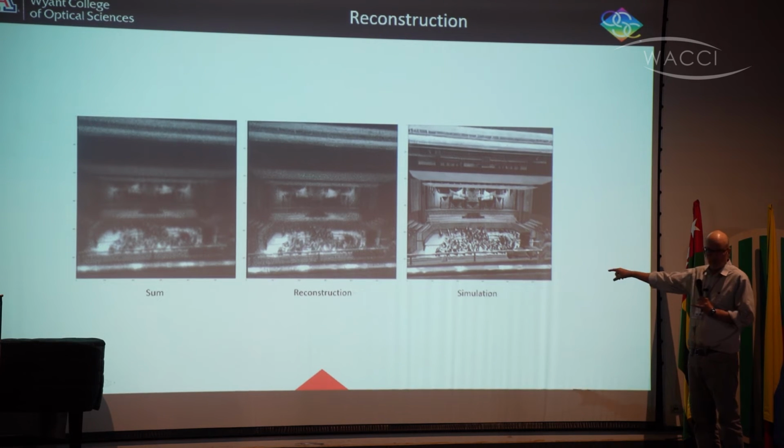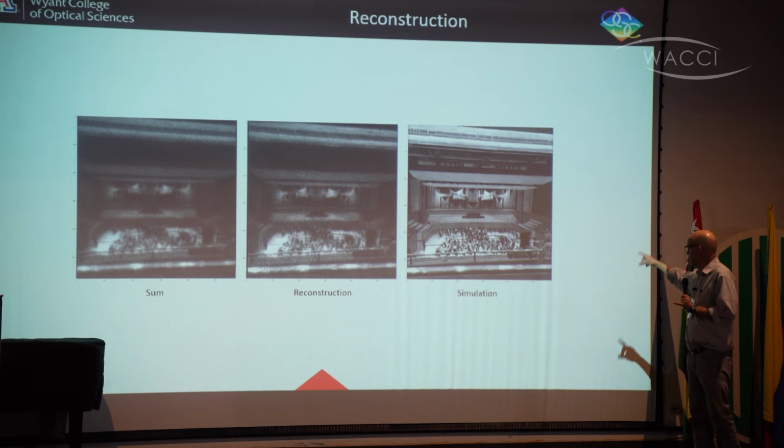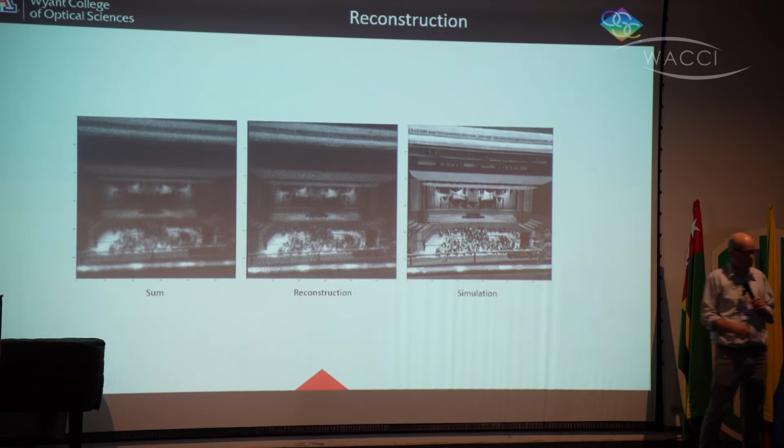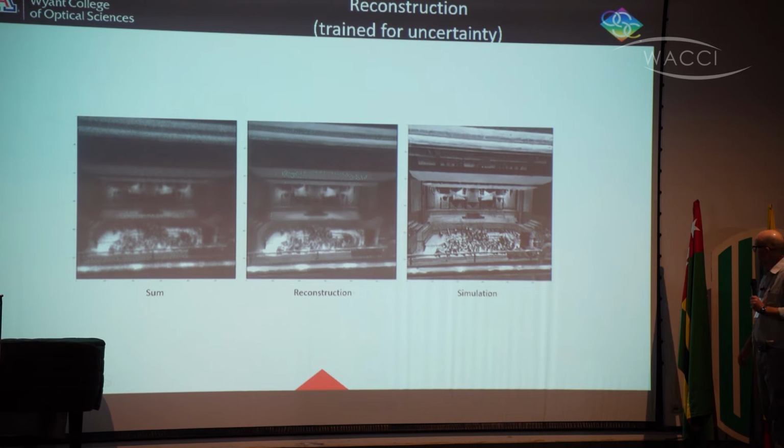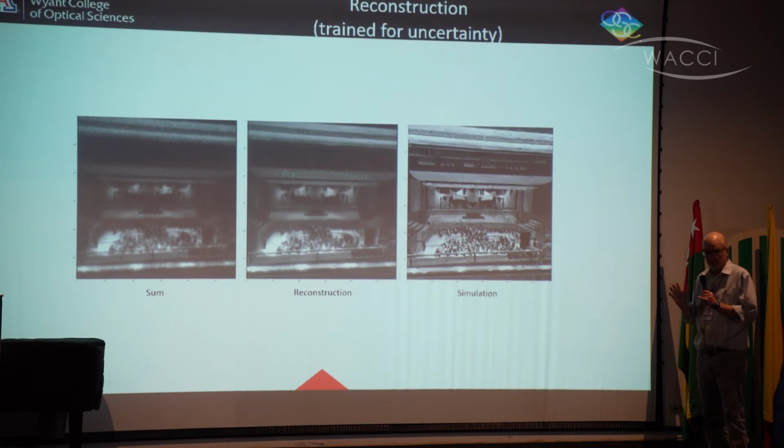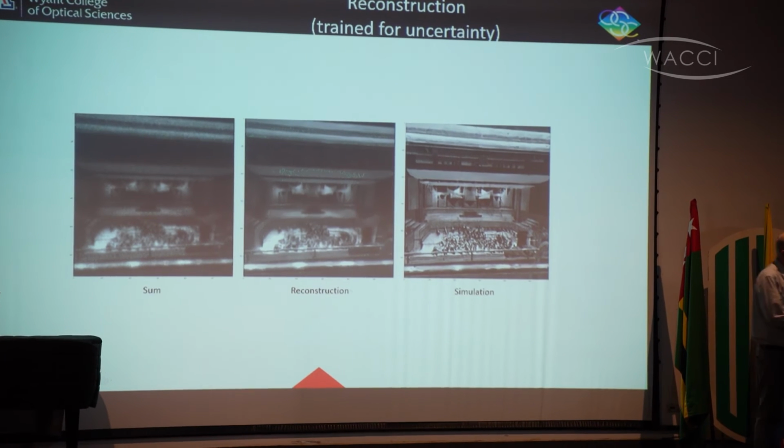This is a reconstruction with a neural estimator. This is what we get in simulation where we don't have any errors in structure or anything, which looks fantastic. And this one we did, we trained the neural network with random shifts in the camera positions. So we trained for uncertainty, and we get a little bit better reconstructions.